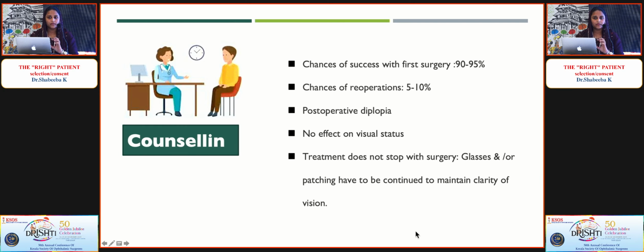We have to clearly explain about the chances of success, and the chances of reoperation, which is about 5 to 10%, and the chances of postoperative diplopia. And clearly explain that there is no effect on the visual status postoperatively, and the surgery is not the end of the treatment. Glasses or patching have to be continued to maintain the clarity of vision.